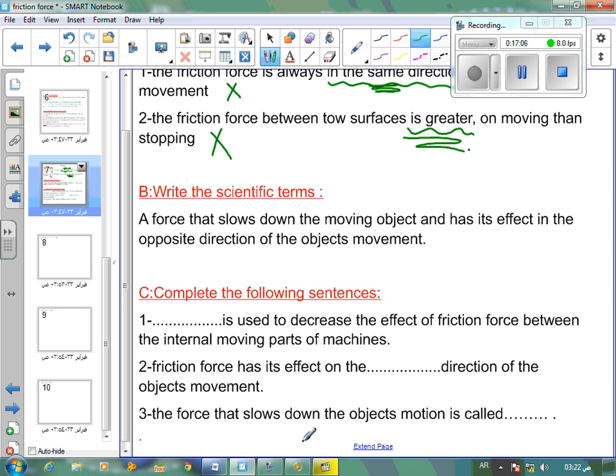Try to answer these questions. Write the scientific terms. A force that slows down the moving object and has its effect in the opposite direction of the movement. What is the scientific term of this? Try to answer. Right, it's the friction force.